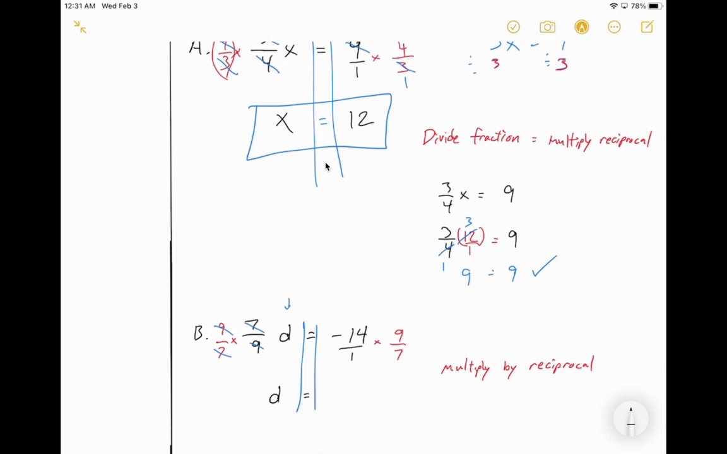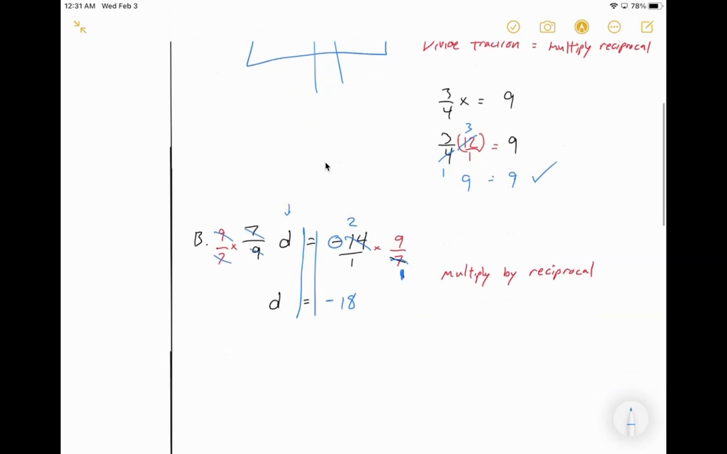All right, now let's see what cancels here. Now here's the part that gets a little tricky. This becomes a 1. And this becomes a 2. Now remember, that's a negative 2. A lot of times people forget the negative. So what I would do is I would just put that negative out there since I know it's there. And then 2 times 9 gives me 18. So D should equal negative 18.